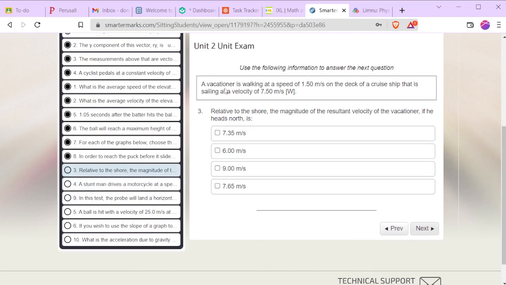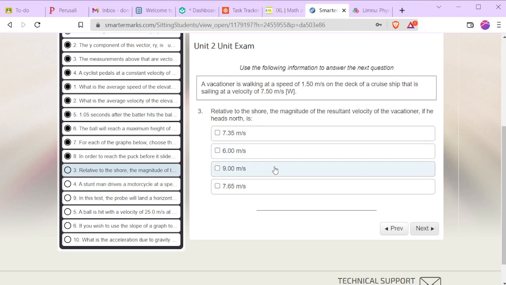Multiple choice 3. A vacationer is walking at a speed of 1.5 meters per second on the deck of a cruise ship that is sailing at a velocity of 7.5 meters per second west. Relative to the shore, the magnitude of the resultant velocity of the vacationer if he heads north is.